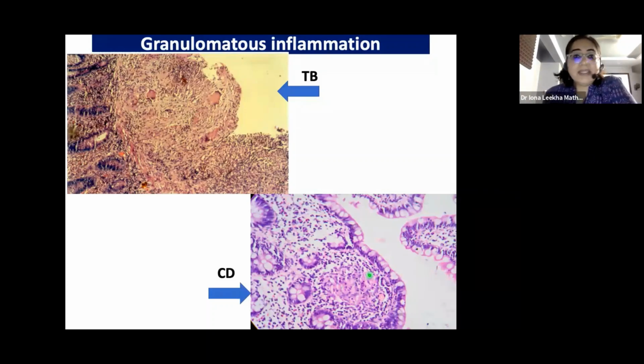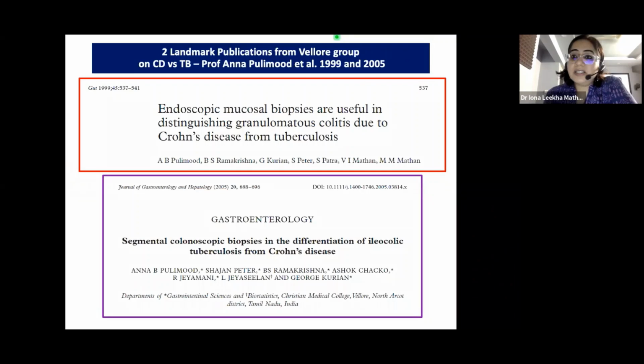If anybody is interested, they should look through these articles by Professor Annapoorni. These are landmark articles, two of them. You can go through them, because she has described Crohn's and TB in detail. The size, the number, everything, they have written a good two articles on it.